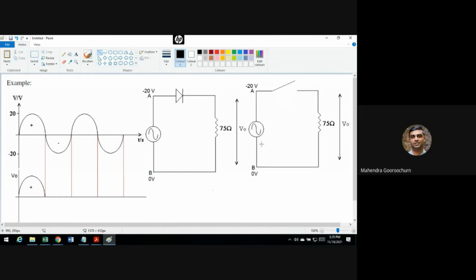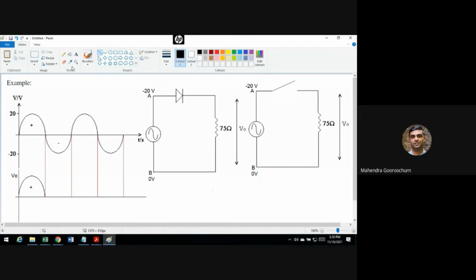If you are to apply Kirchhoff's voltage law, if you go around this loop, the sum of voltage has to be equal to minus 20. Since no current is flowing through your 75 ohm resistor, there's no drop. So V naught is 0. The full voltage that you have here will simply occur across the terminals of the switch. So your full negative 20 volts, any voltage you have in the negative segment, is going to appear across the diode. So V naught is going to be 0.